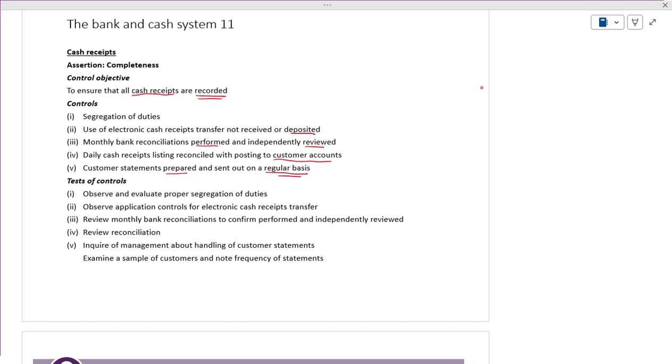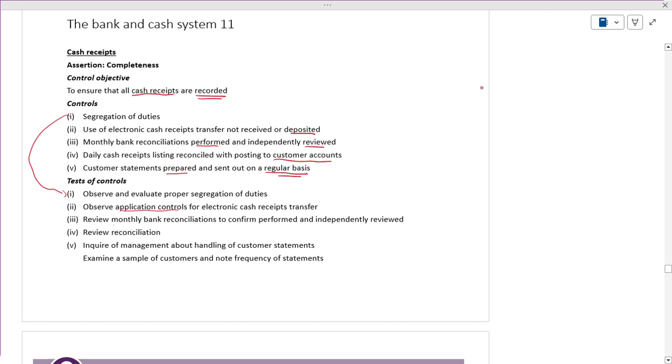Observe what they are doing. If they are saying segregation of duties, evaluate proper segregation of duties. You have the IT controls, application controls, change of passwords, usernames, accessibility, all those things in respect of electronic cash receipt transfer.